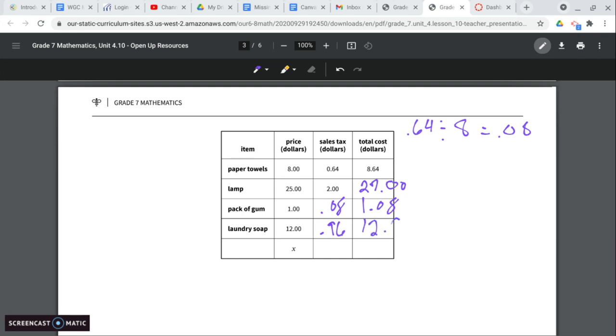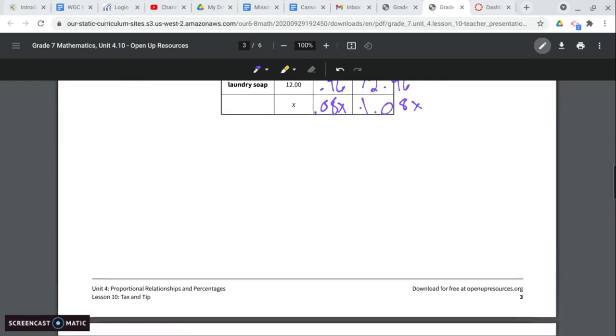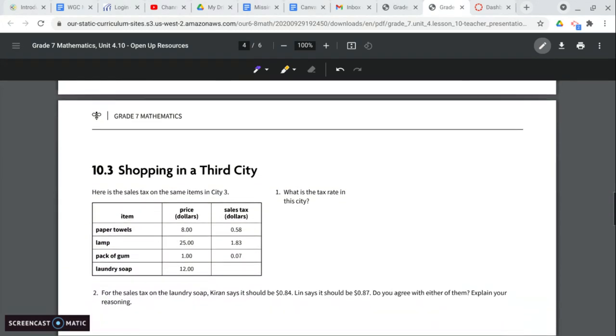So it'd be $12.96. And then just like before on the x one, we're just taking x times our rate. So we'd have 0.08x. And then when we add them, 1.08x. So that would tell us that we're paying 108% of the total cost. So of the cost of the item, we're paying 108% of it. All right. So lots of sales tax here. So sales tax is your key word for this lesson.